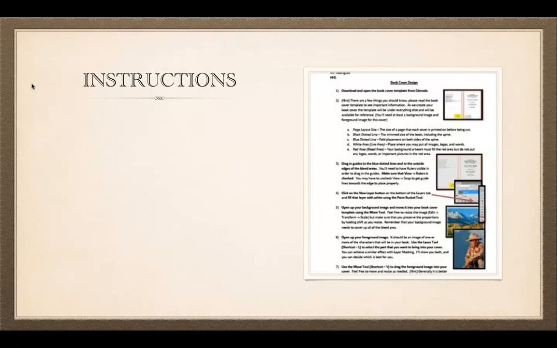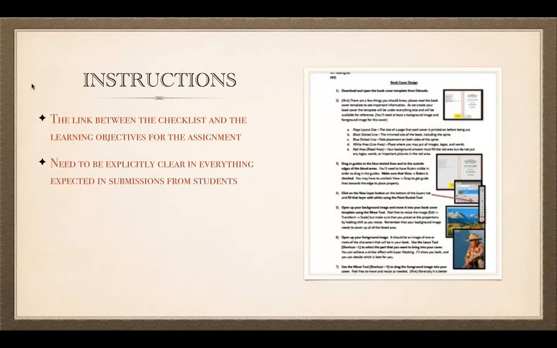So those are checklists. Looking at instructions. Instructions are the link between the checklist part and the learning objectives for the assignment. And so the instructions kind of link those things together. The instructions need to be explicitly clear in everything expected in the submissions from students. Everything needs to be written there. Don't make any assumptions whatsoever.